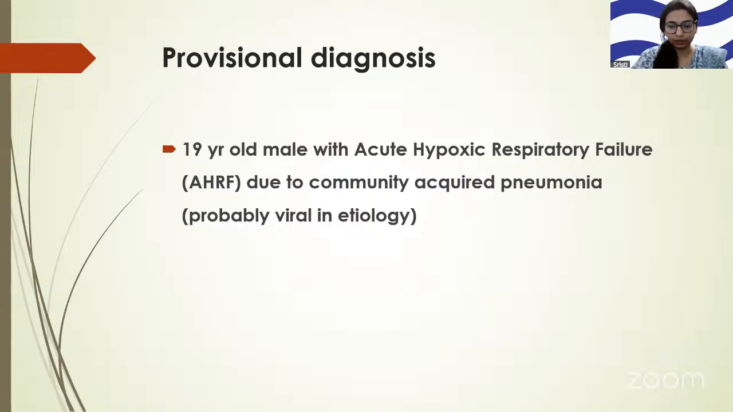Viral in etiology. Okay, Srishti, so a young male with fever, cough, and shortness of breath, okay? Yes, sir. On your examination, there was hypoxia, tachypnea, tachycardia, and respiratory distress. So, why do you think it is a community-acquired pneumonia and specifically probably viral in etiology?